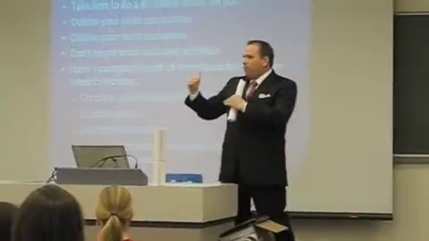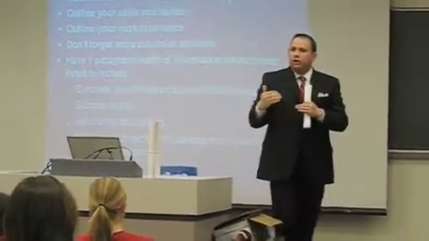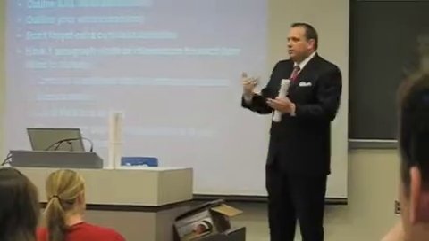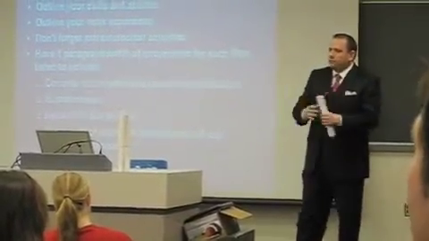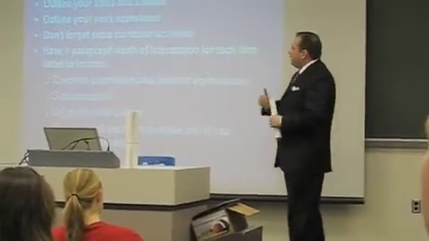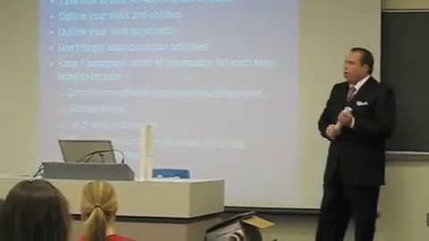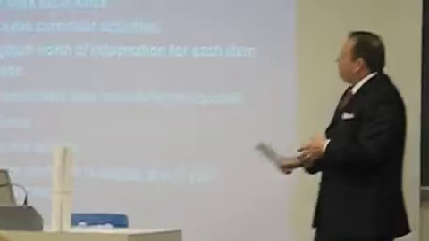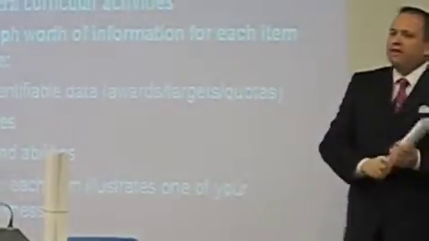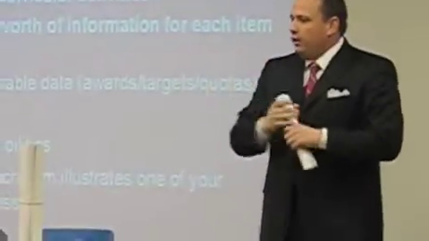Put an outline on paper of the things that you have done: your work experience, your internships, your athletic experiences, clubs, and organizations you've been involved in. Get it on paper. Outline your skills and abilities. Outline your work experience. Don't forget your extracurricular activities. These are the things that you all do here on campus.